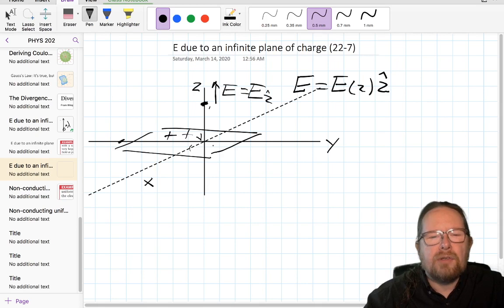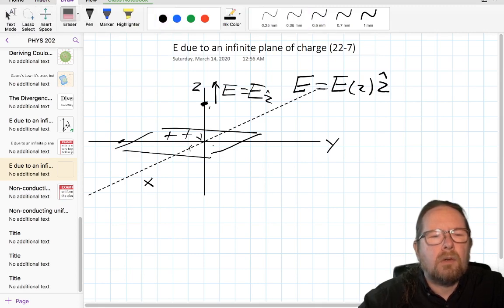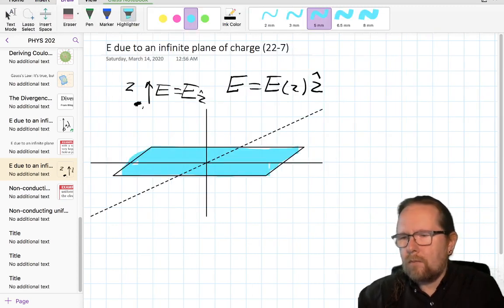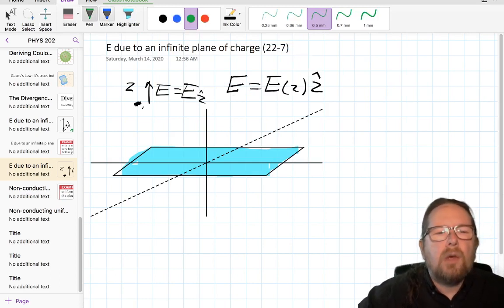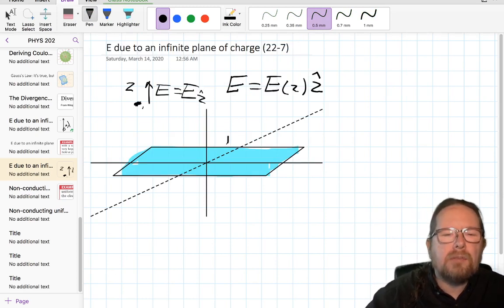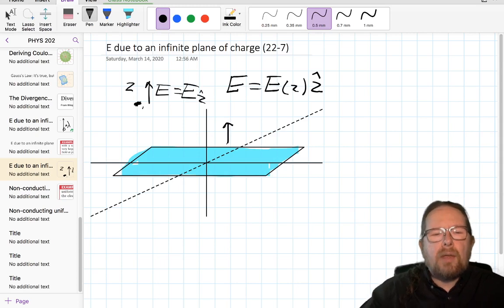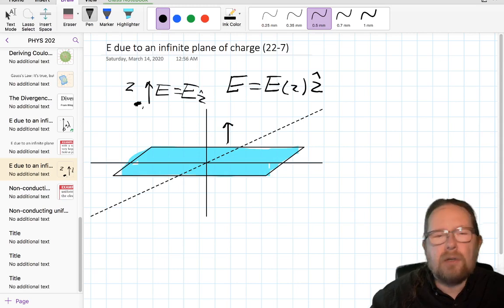So this sheet, and this isn't a great drawing. There, I cheated and paused the video for a second and drew a better charged plane for you guys. So we know the electric field is pointing this way. So whatever surface we choose should be perpendicular to that, so that we can easily calculate the flux through the surface.